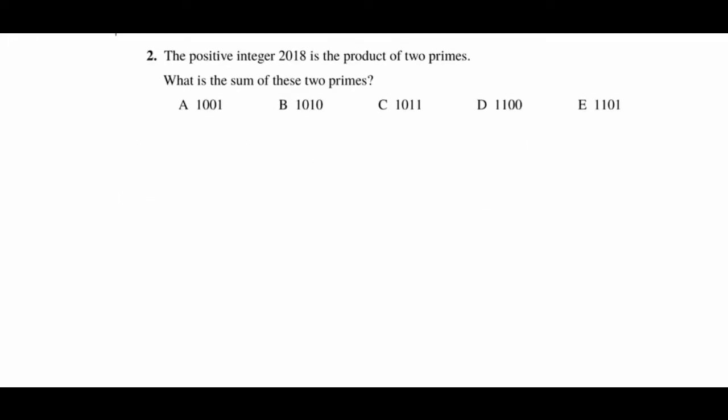Okay, so the second question is, the positive integer 2018 is the product of 2 primes. What is the sum of these 2 primes? So clearly 2018 is a multiple of 2, and so we can write 2018 as such.